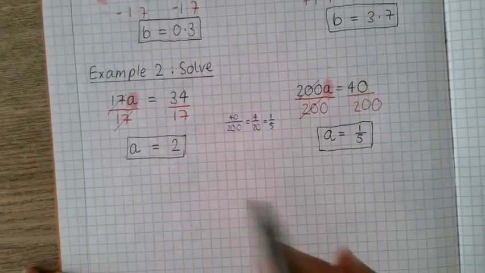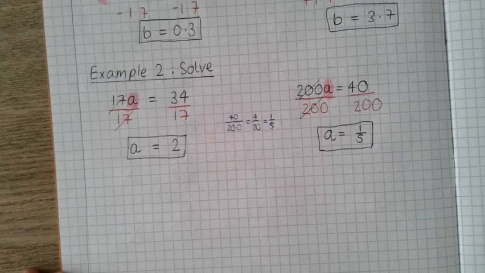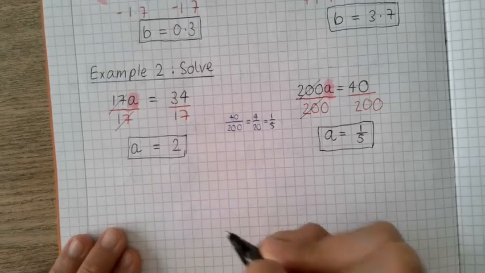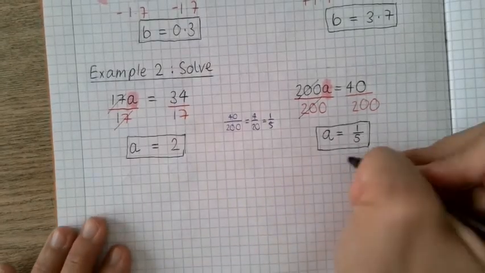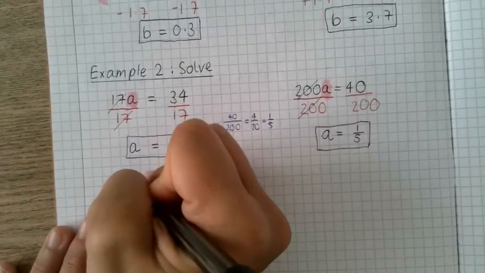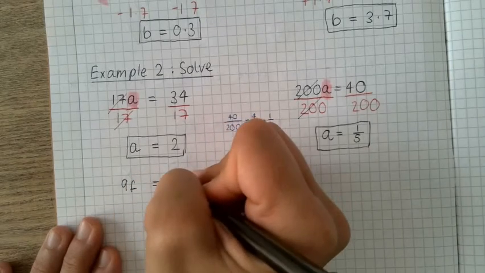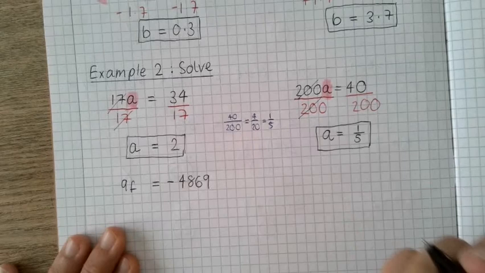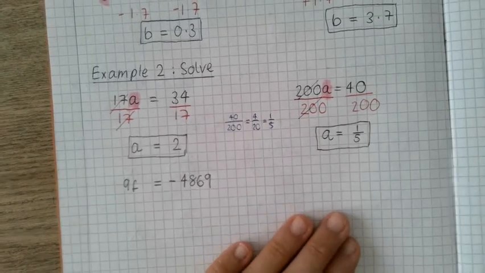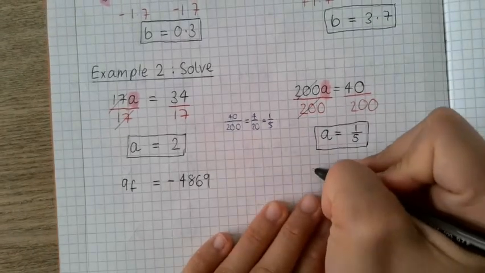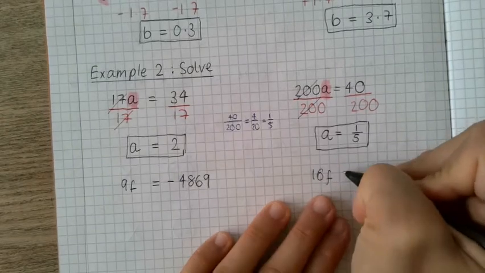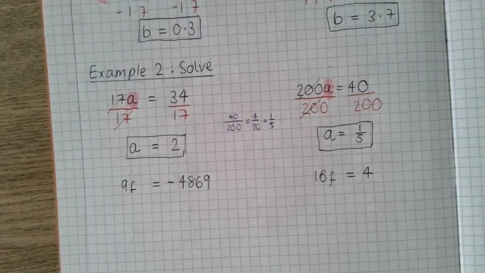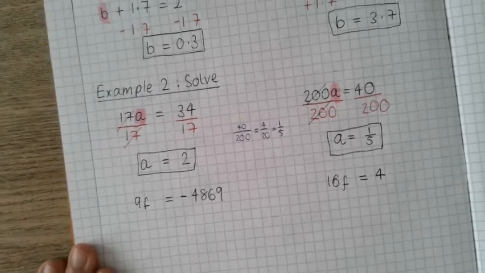So I'm going to change up the letter. We're not going to use A or B or X. We're going to use F. Okay, so I'm going to give you 9F equals negative 4,869. Don't be scared of big numbers. You know how to do bust up division. And we're going to have 16F equals 4. Okay, so pause the video and have a go at these 2, please.